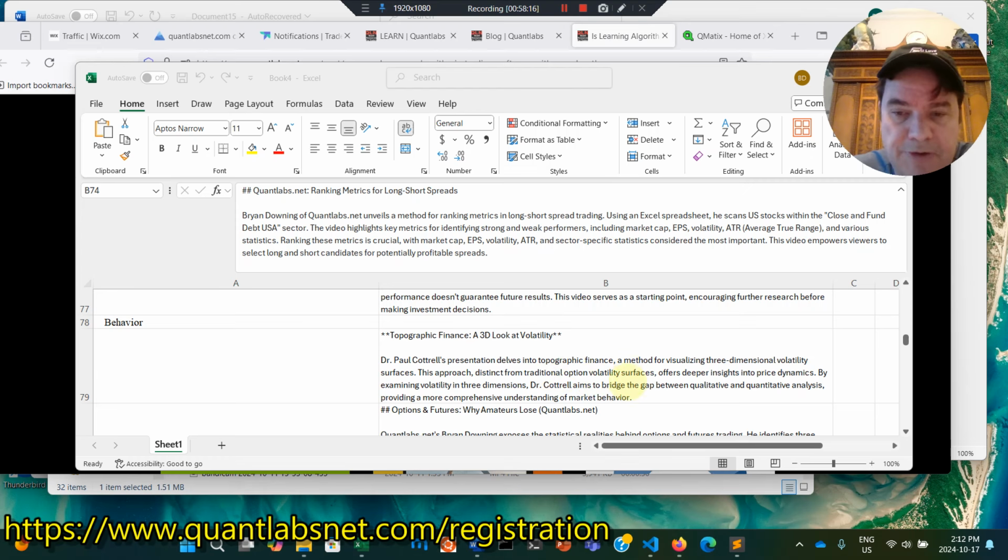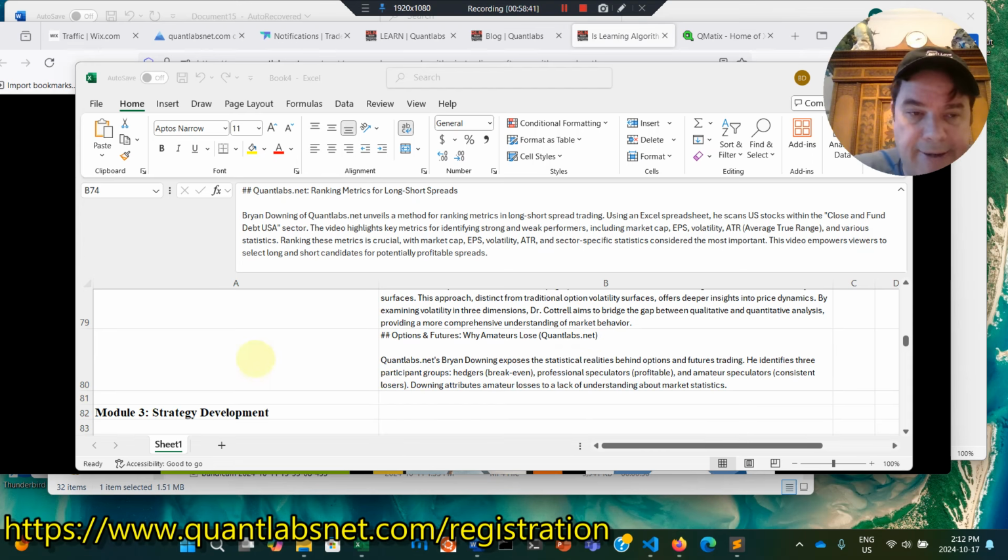Traditional option volatility surfaces offers a deeper insight into pricing dynamics. That's why it's under behavior. By examining this in 3D, Dr. Futrell aims to bridge the gap between qualitative and quantitative analysis, providing a more comprehensive understanding of market behavior. Again, when it comes to behavior, there's also from one of the recommended futures and options trading courses I put out there from UC Davis.